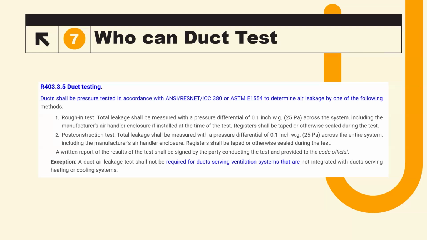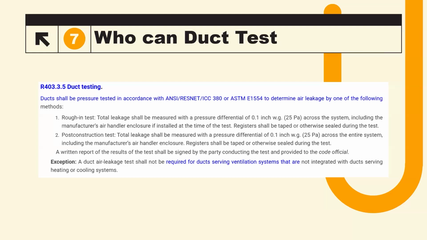It's based on relatively the pressure that the system will be achieving when it's actually running. And so what you're trying to do is mimic that with doing the duct testing, and then you're looking for how much air is actually making it out of the system.